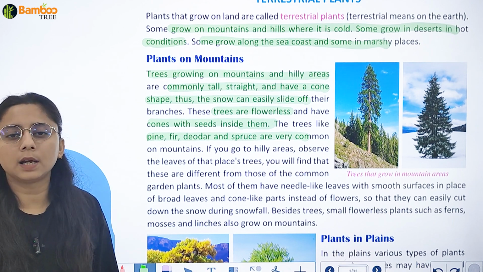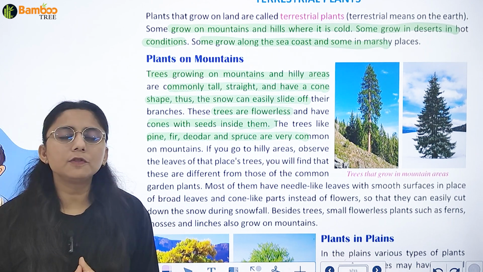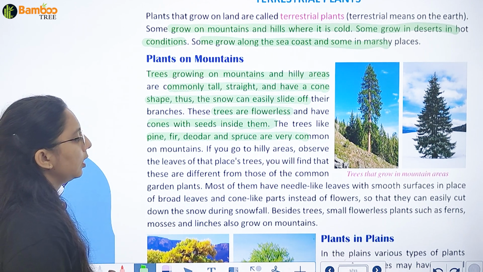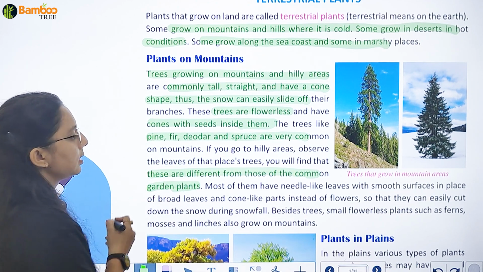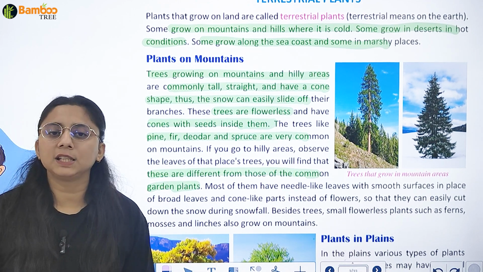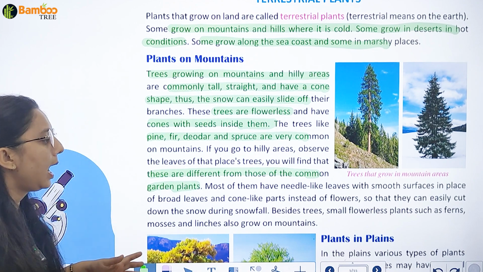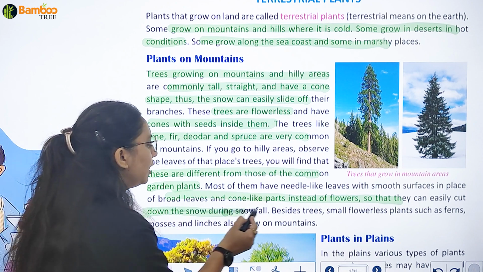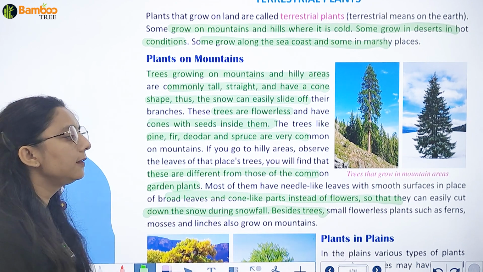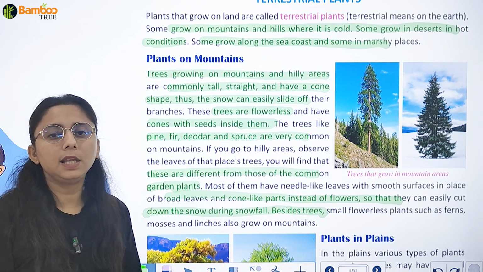If you go to hilly areas, you will observe that the leaves of the trees of those places are different from those of a common garden. The leaves you will see are needle-like, they look a bit different, and instead of flowers they have cone-like parts. It is easy to cut down snow during snowfall. Why are there such leaves? So that they can easily cut through the snow.